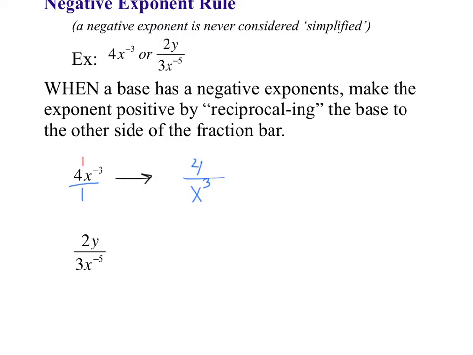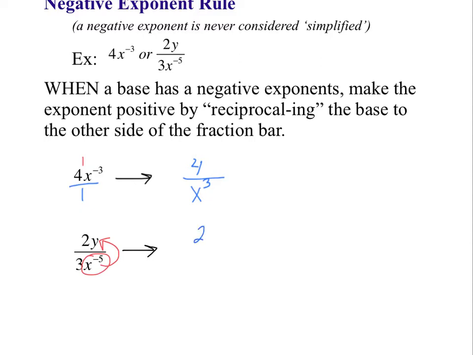Another example here, 2y over another monomial, 3x to the -5. We've got 1, 2, 3, 4 different bases. This has a power of 1, this has a power of 1, the 3 has a power of 1, but it's the x that's got a negative exponent, and so that's the only thing that really needs fixing. And to fix it, it's going to move to the top, the opposite side of the fraction bar. So it's below now, it's going to move to the top to get fixed.